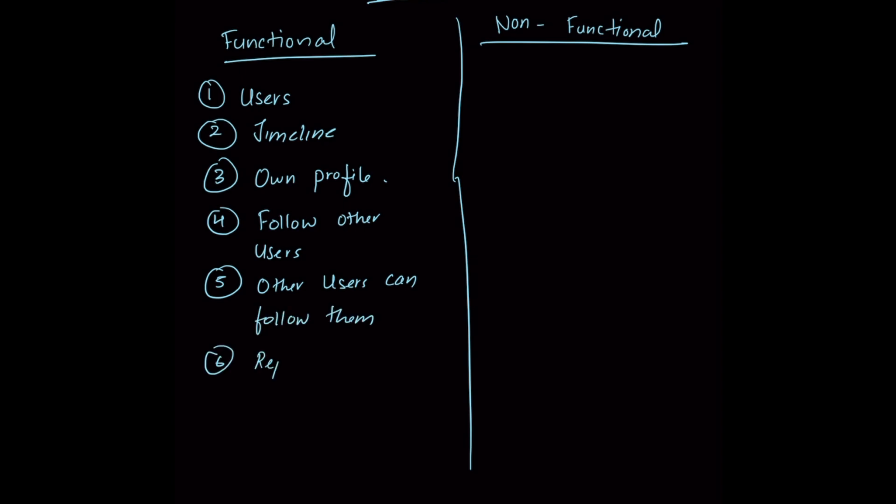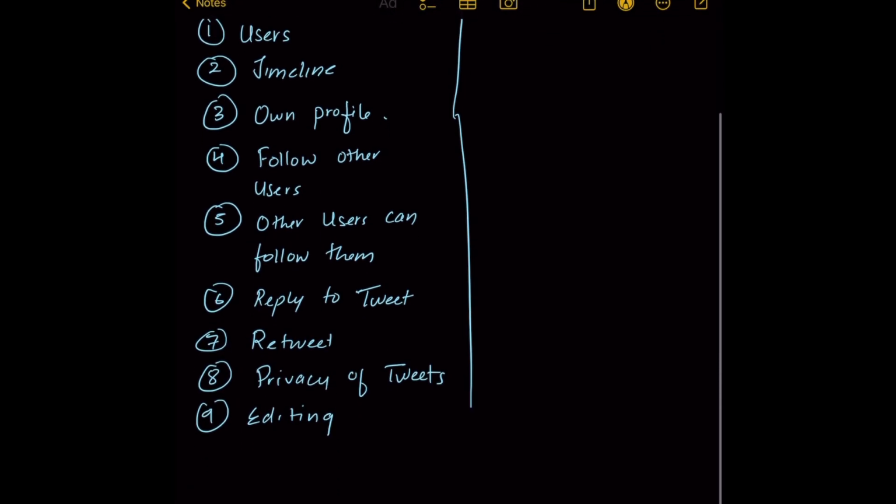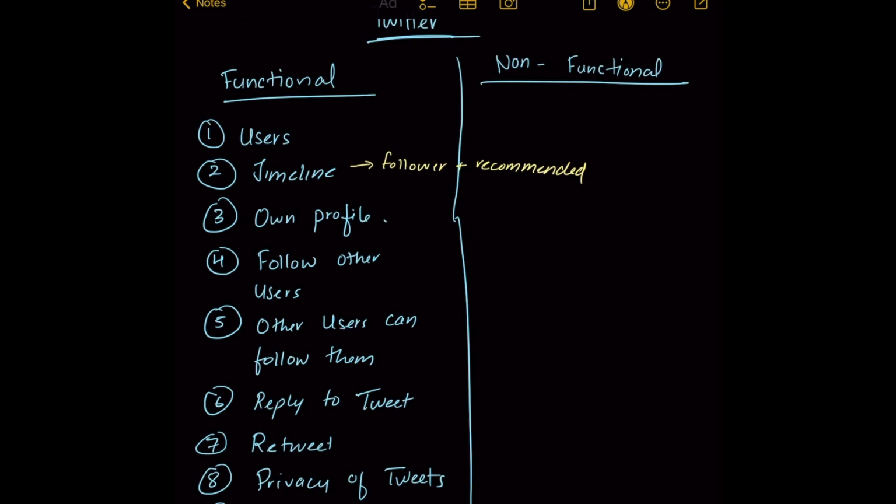Reply to tweets, retweet. Now we have privacy of tweets. We have editing of tweets. Okay. Also, I wanted to mention that within the timeline, you see followers plus recommended. So these are the functional requirements I can think of.